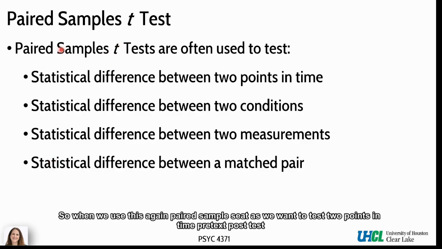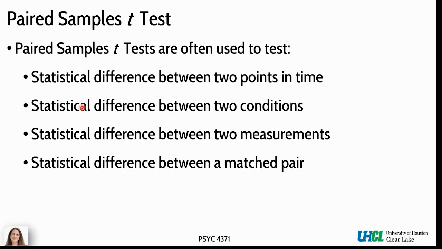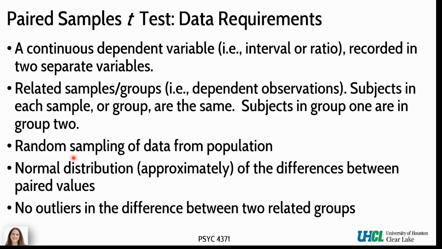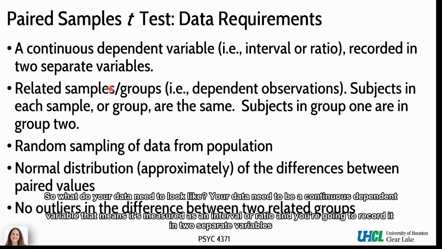All right, so when do we use this? Again, paired samples t-test, we want to test 2 points in time, pre-test, post-test, 2 different conditions with the same subjects, 2 measurements, or a matched pair. So what do your data need to look like? Your data need to be a continuous dependent variable. That means it's measured as an interval or a ratio, and you're going to record it in 2 separate variables.